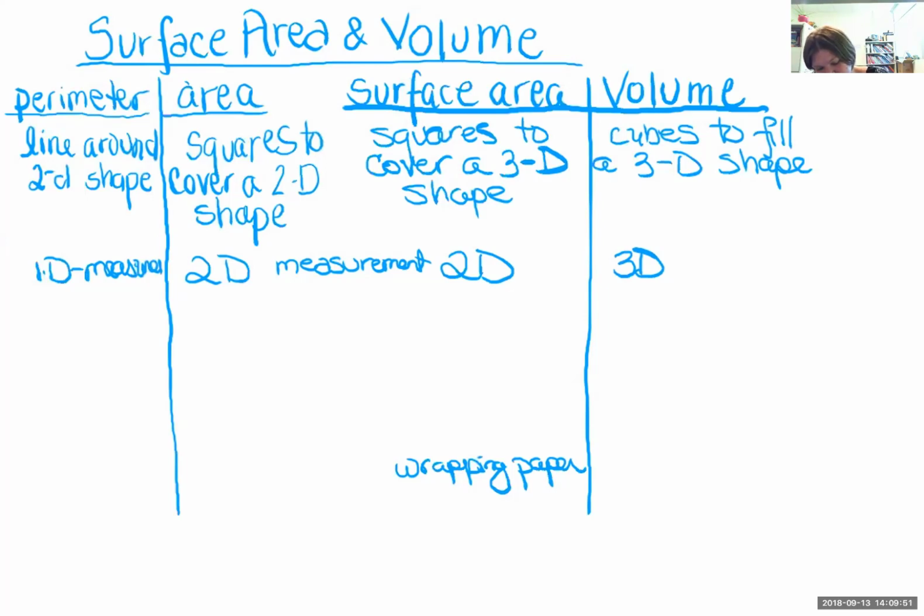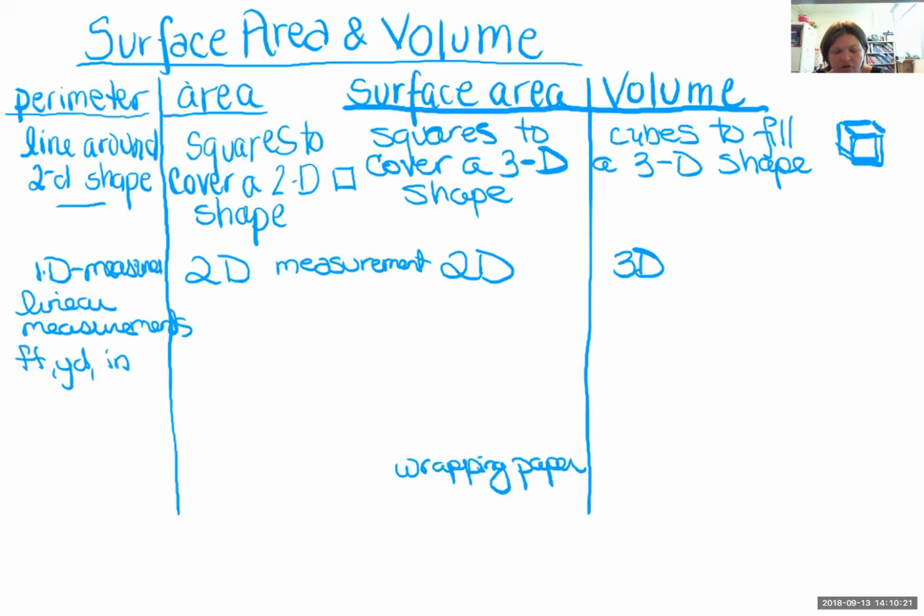So this was, perimeter was just a line. Area is covered in squares, and now volume is filling something with those little cubes, those little 3D looking squares. We had said with perimeter, it would be linear measurements because it's just really a line, a 1D measurement, like feet, yards, inches, all those linear measurements of distance. We had said that with area, and now exactly the same with surface area, it was square measurements, so it would be measured in square units.